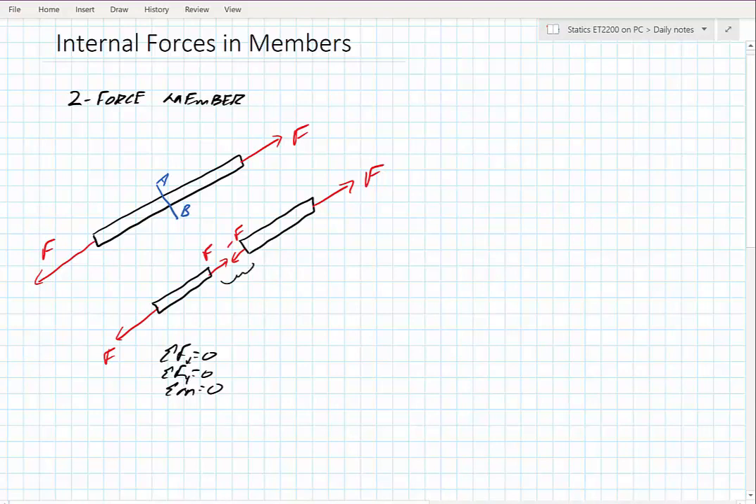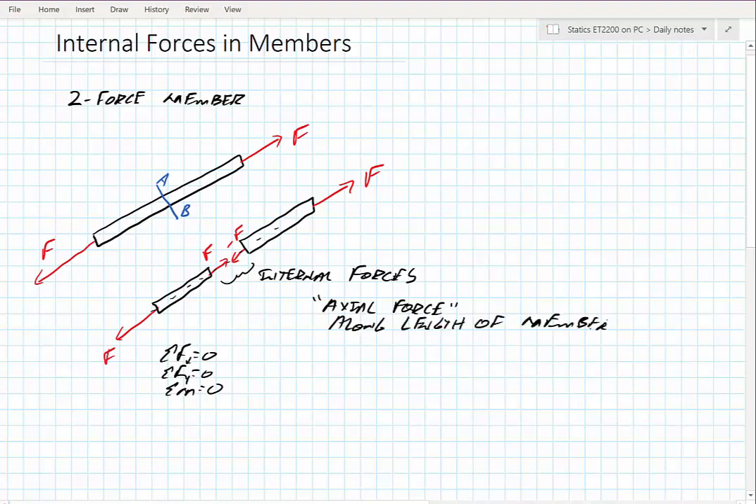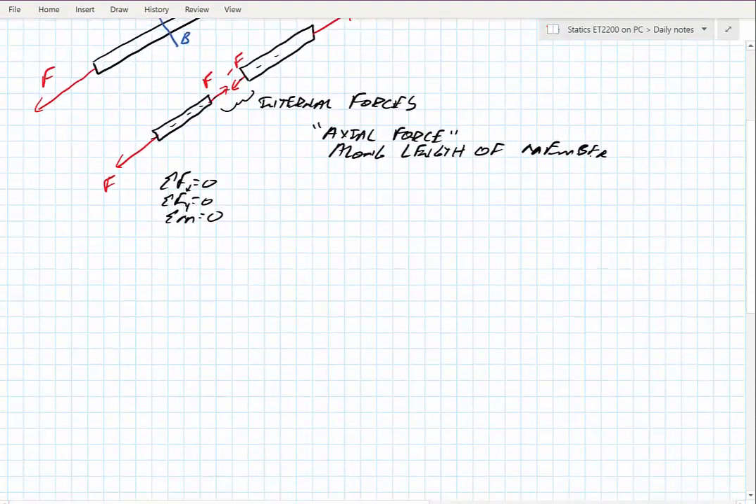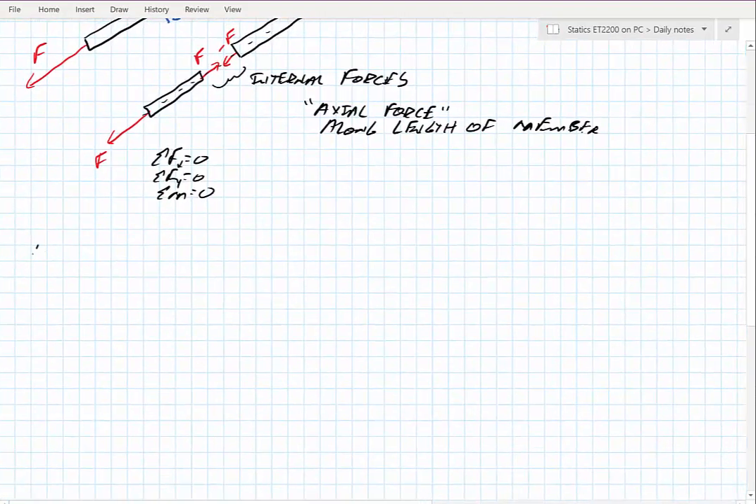These two things are called internal forces. In this case, this type of internal force is called an axial force. The reason it's called axial is that it's along the length of the member, in this axial direction. So those are all pretty easy and somewhat uninteresting for two-force members. What we really care about are multi-force members.